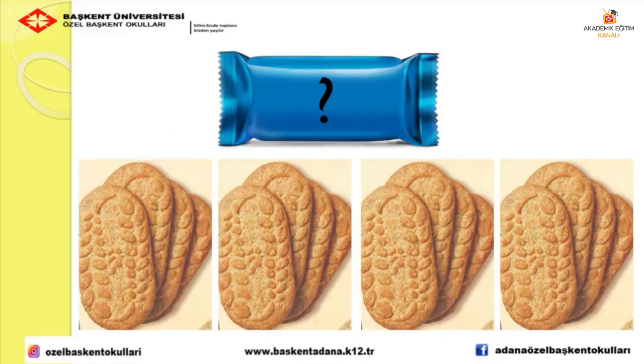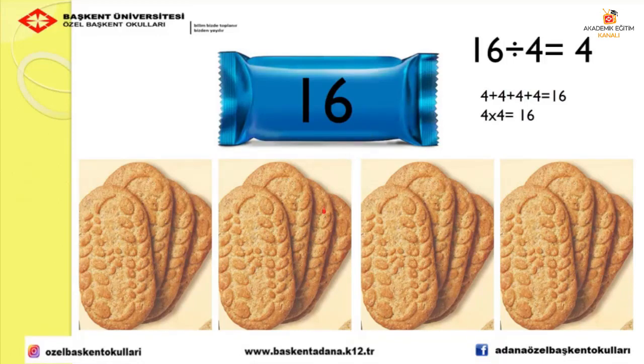Now, look at this. I made groups of 4 with my biscuits. I have 4 groups of 4 biscuits. Can you guess how many biscuits were there in the packet? You are right. There were 16 biscuits in total. You can add all the biscuits, 4 plus 4 plus 4 plus 4, or multiply them, 4 times 4. I know this is right because 16 divided by 4 equals 4.